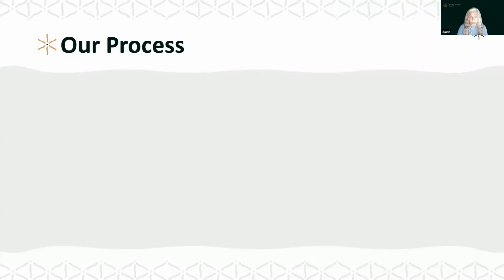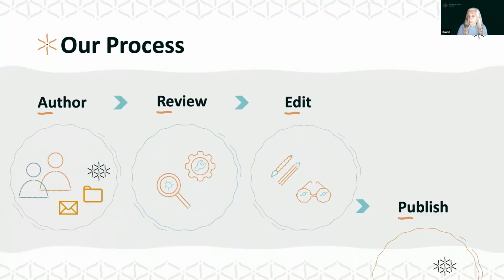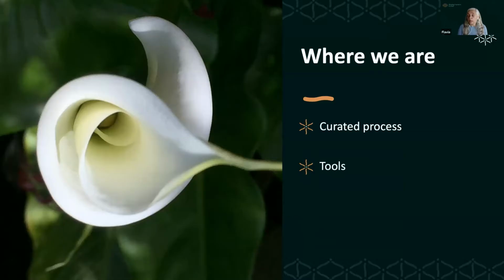Our process is in 4 steps: author, review, edit, and publish. The biology inspector would vet the truth to the biology, and the technical inspector is responsible to ensure that knowledge from nature is translated in the best design lesson. We have tools that are the Airtable, the NDL form, the report, and of course the website. And we have about 100 NDLs in process.